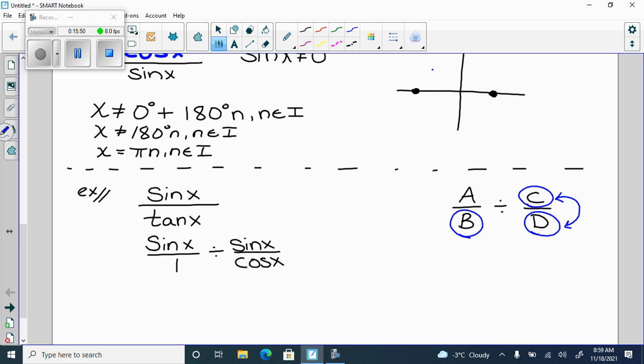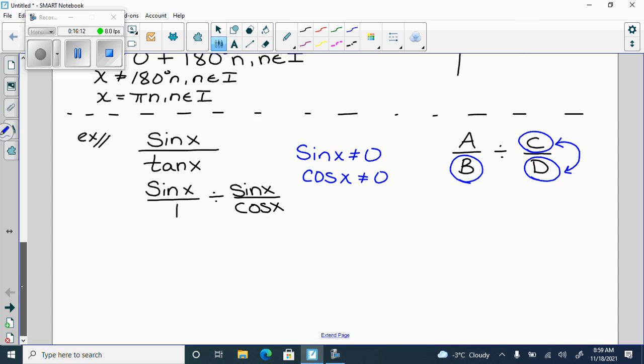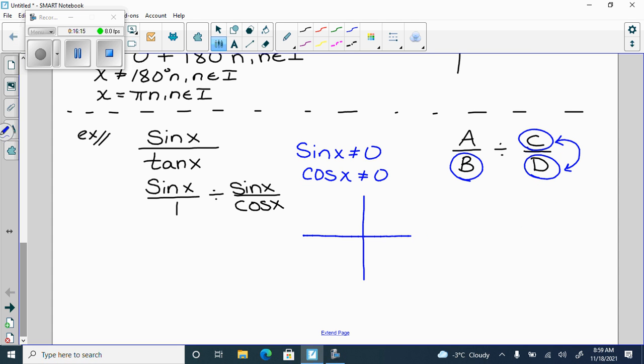Okay? So, what are we going to state non-permissible values of? 1. Done. That was easy. What else? The cos and the sine. So we have to state where sine x can't equal 0 and where cos x can't equal 0. Okay? So, where is that happening? So cos x is 0 here and here. Sine x is 0 where y is 0, so here and here.